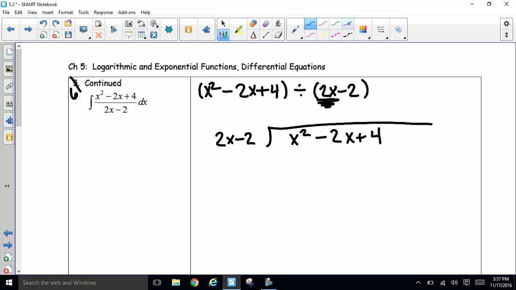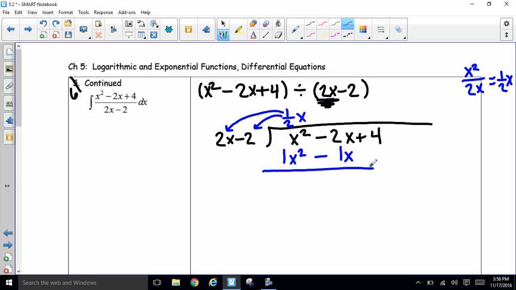Then to figure out this first component of what goes up on top, you need to think about what is x squared divided by 2x. So that would be 1/2 x. So I'm going to put a 1/2 x right there. Then I'm going to multiply by what's out to the side. So that would turn into 1x squared minus 1x as I distribute and multiply.